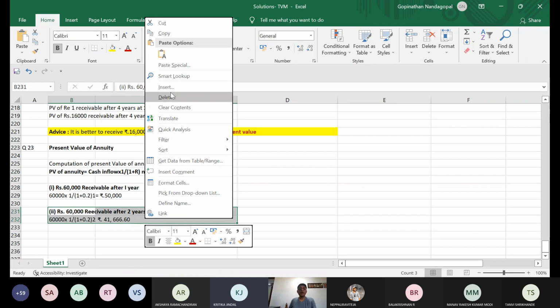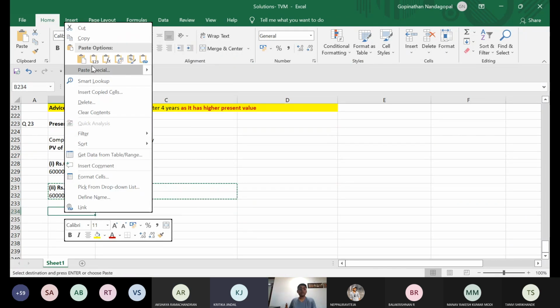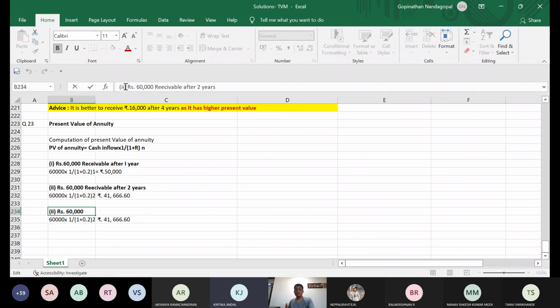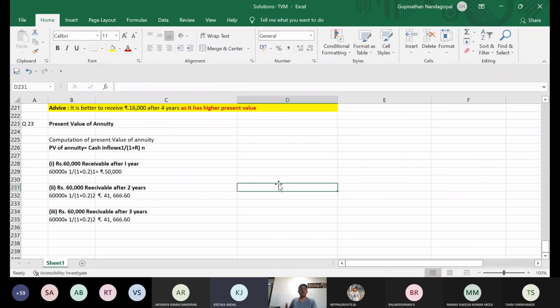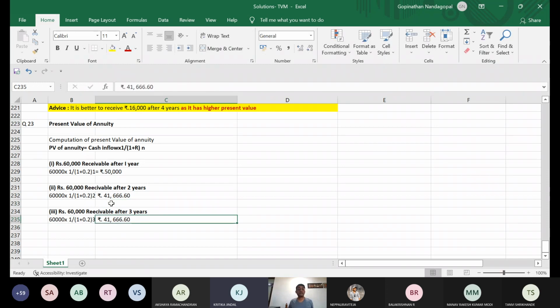Now we take up the same thing. We do it after 3 years. Sir, is there any other method to do this? This is the only way. There are methods, but this is the only way you can do your annuity method, because for every year you have to show it separately. That is the problem with this.